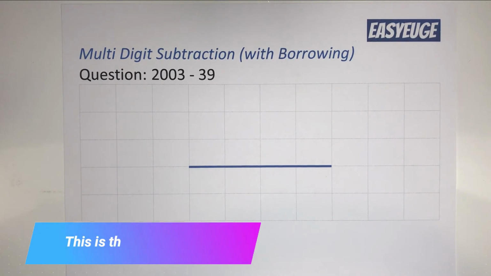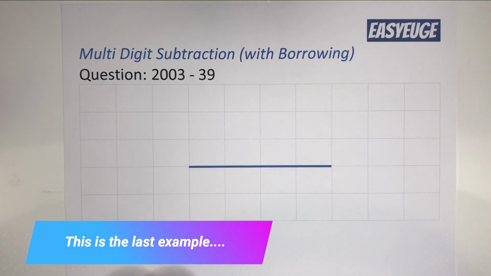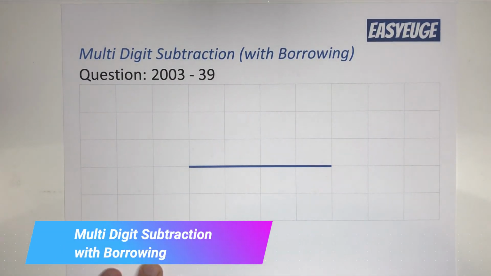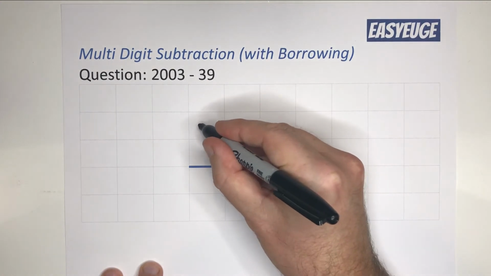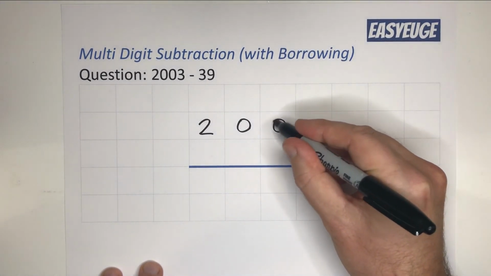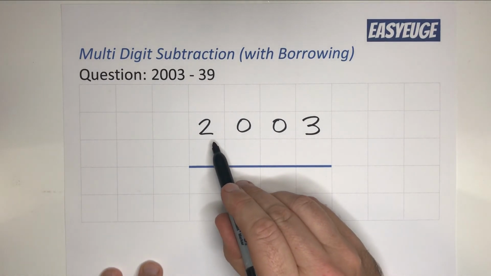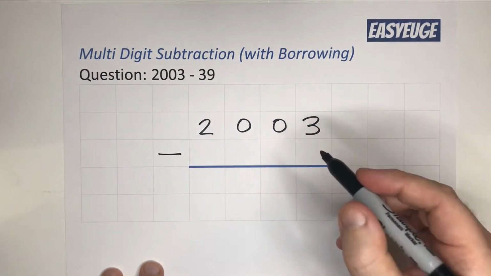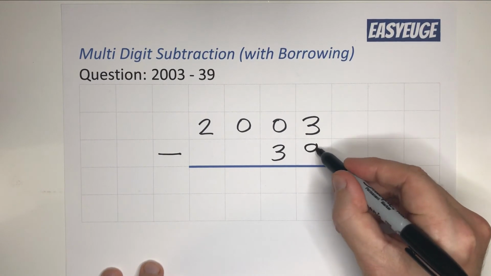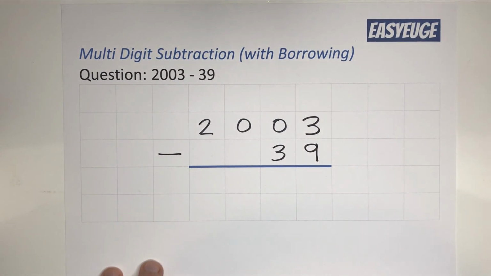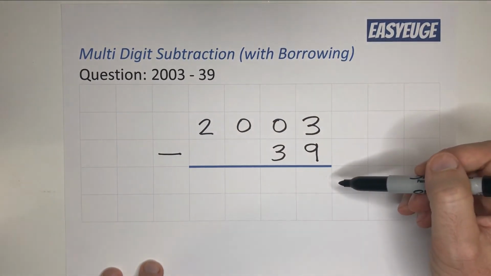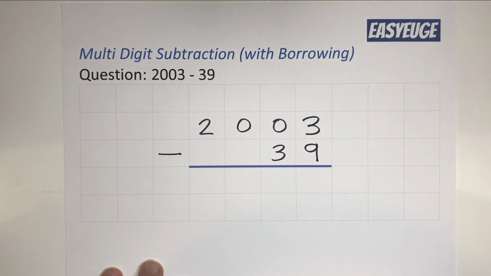The next level is multi-digit subtraction with borrowing, but this number is getting really large. Let me show you how to do this. Let's write down the number 2003. And this time we're going to subtract, there's our symbol for subtract again, 39. Now remember to always be neat and tidy with your mathematics and neat and tidy with your numbers. Okay, let's get started.